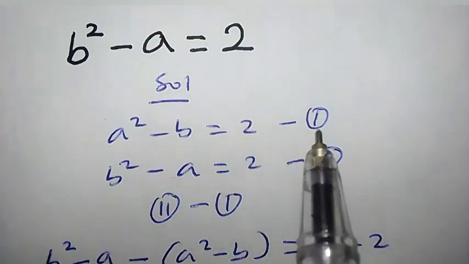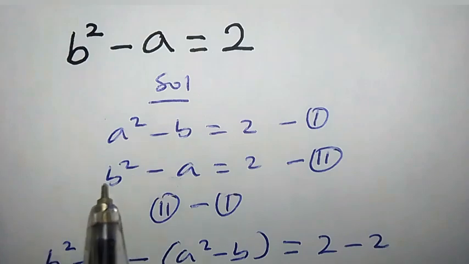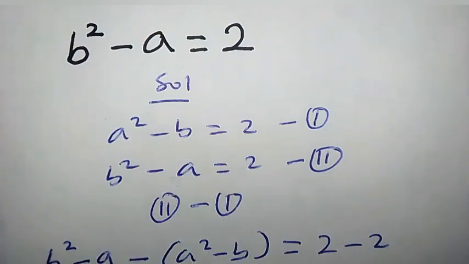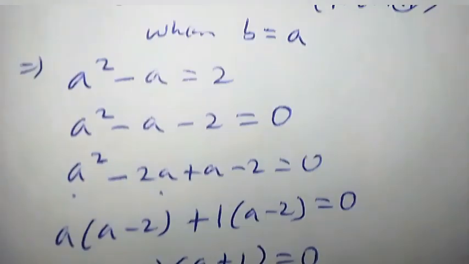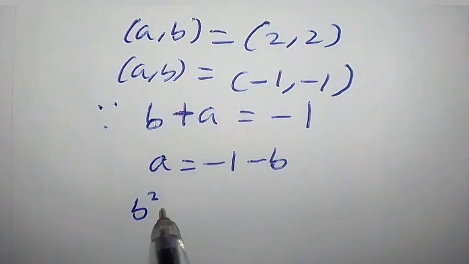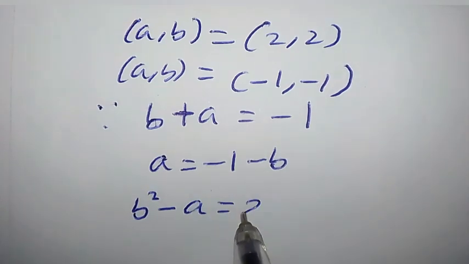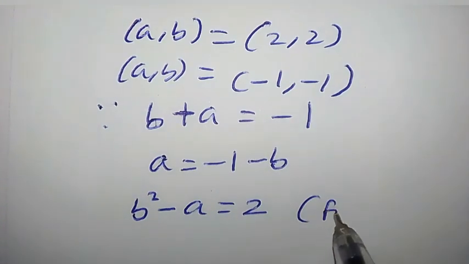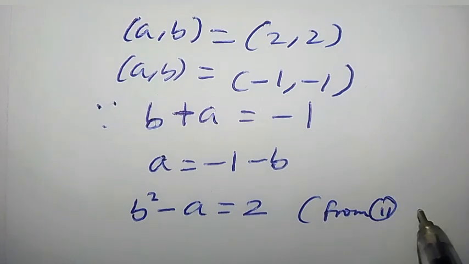This is equation 1 and this is equation 2. We are going to utilize this second equation: B square minus A equals 2. Let's continue. B square minus A equals 2. This comes from the second equation, equation 2.